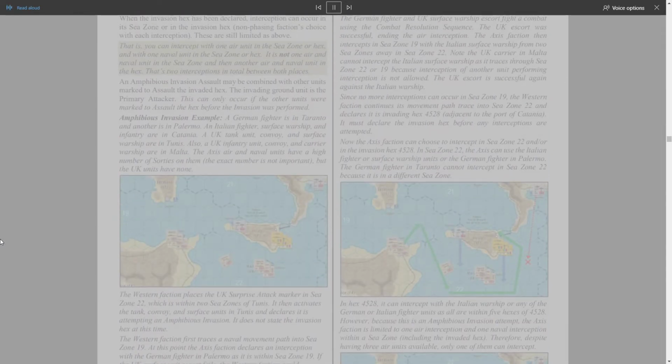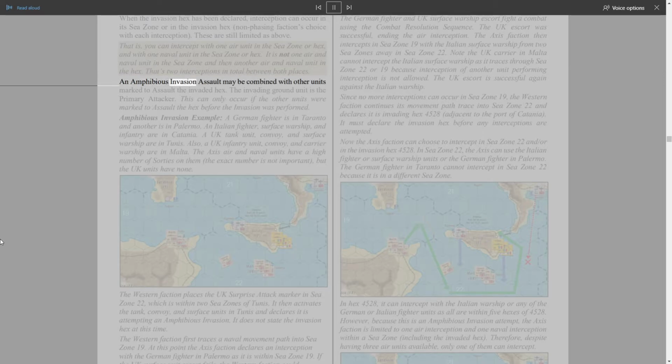When the invasion hex has been declared, interception can occur in its sea zone, or in the invasion hex, at the non-phasing faction's choice, with each interception still limited as above. That is, you can intercept with one air unit in the sea zone or hex, and with one naval unit in the sea zone or hex. It is not one air and naval unit in the sea zone, and then another air and naval unit in the hex. That's 2 interceptions in total between both places.